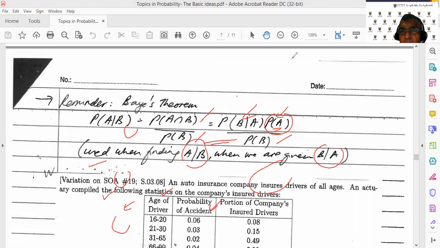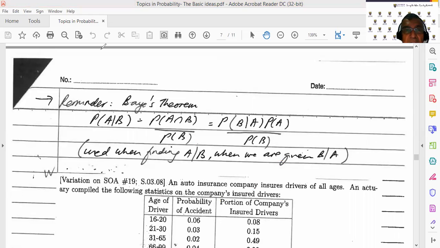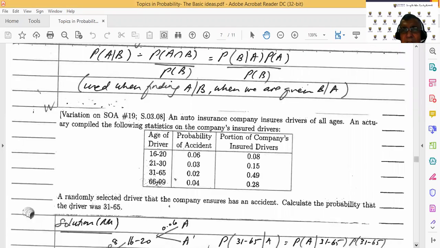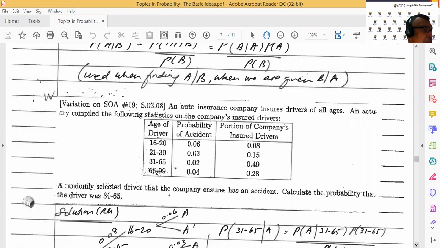So what I want to do, folks, is use an example, talk about these things, then I'll give you the theory, and you'll be fine. Let's look at the example. These are standard questions using Bayes theorem. It's a variation on a Society of Actuaries problem, a good question to understand Bayes theorem. An auto insurance company insures drivers of all ages. An actuary compiled the following statistics on the company's insured drivers.